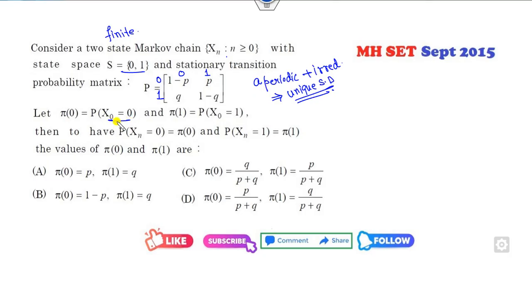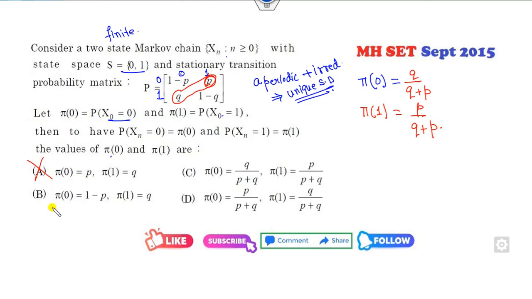Pi naught and pi 1. Okay, so your target is to find pi 0 and pi 1. What is pi 0? For state 0, because of the diagonal entries, pi of 0 is q over q plus p, and pi of 1 is p over q plus p.